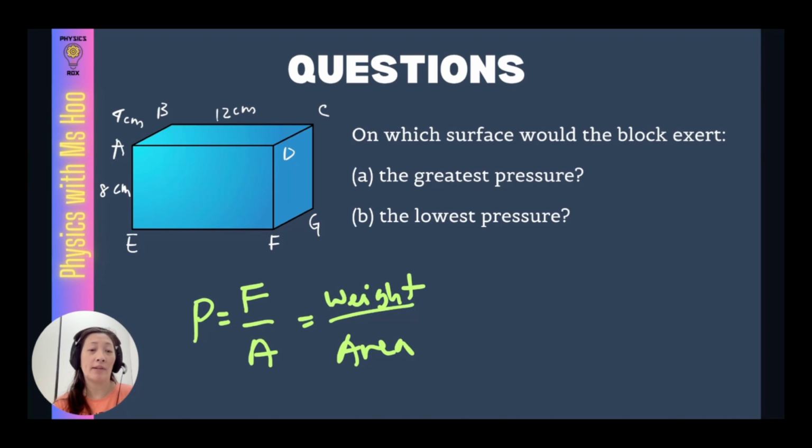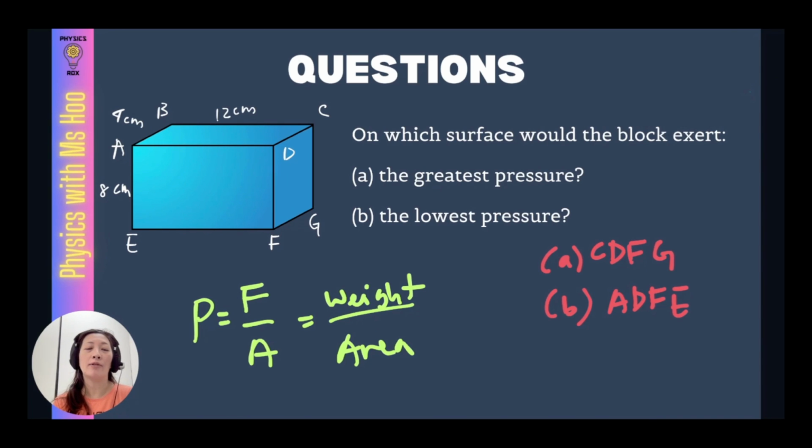Looking at the dimensions written here on the diagram, you should be able to see that the smallest area is surface CDFG. On the other end of the spectrum, to get the lowest pressure, the block needs to rest on the surface with the greatest area. And the surface with the greatest area that's visible to us is ADFE. So that's how we determine the answer for this question.